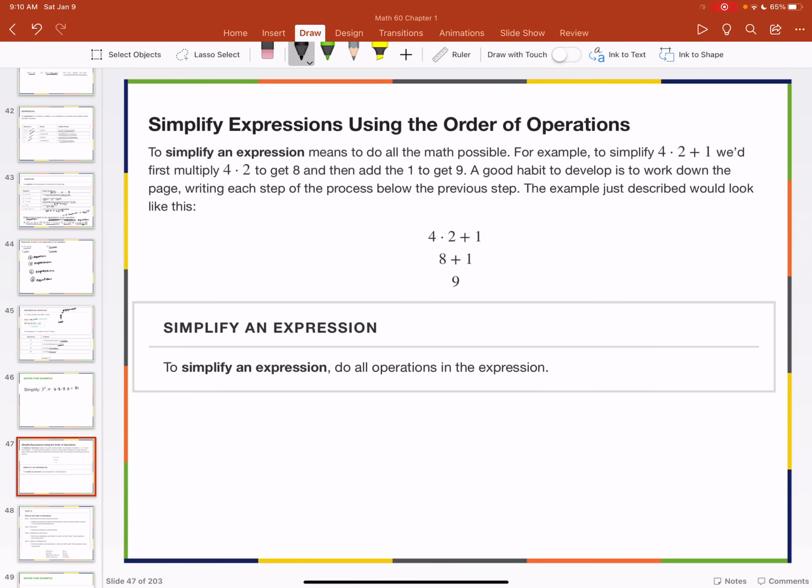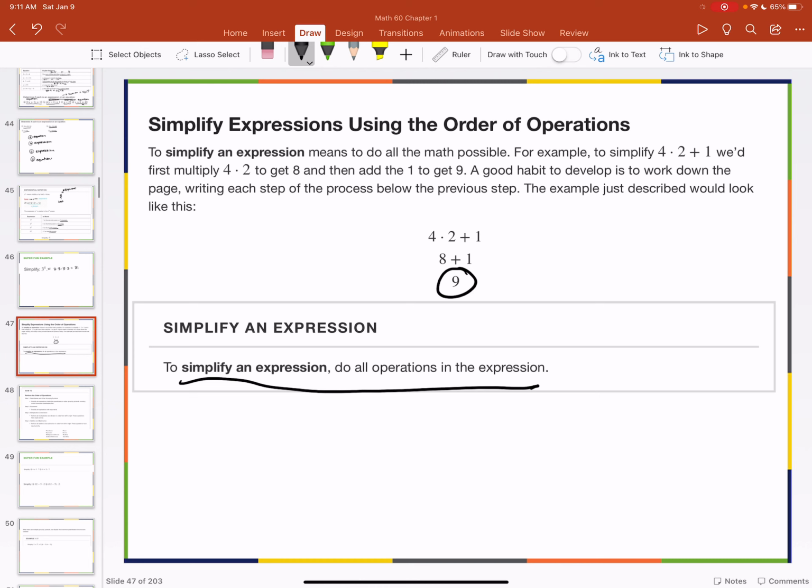Okay, so let's simplify expressions using the order of operations. To simplify an expression, we need to do all the math. That means that if we have multiplication, division, we need to come up with the most simplified way possible. That means we can't add anymore, we can't multiply anymore. We get it in what's called the simplified form. So let's say here we have 4 times 2 plus 1. We have to multiply 4 times 2 first and then add 1, and that's 9, okay? So basically, to simplify an expression, we need to do all the operations in that expression.